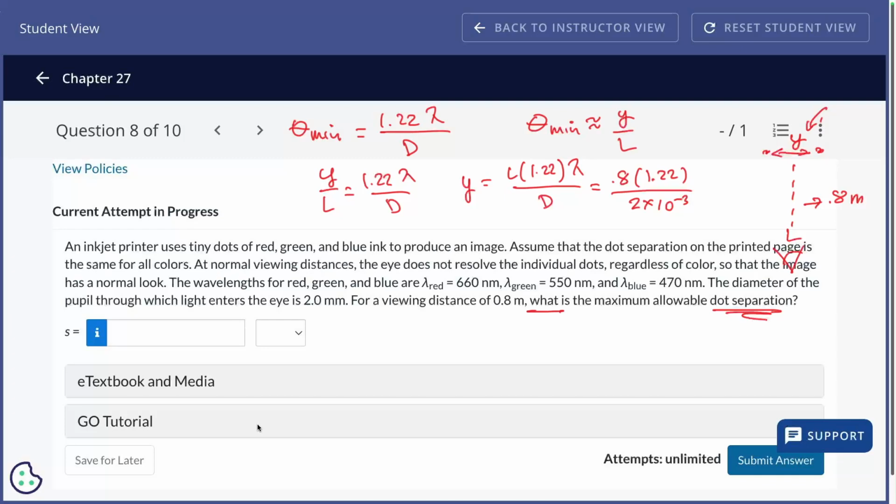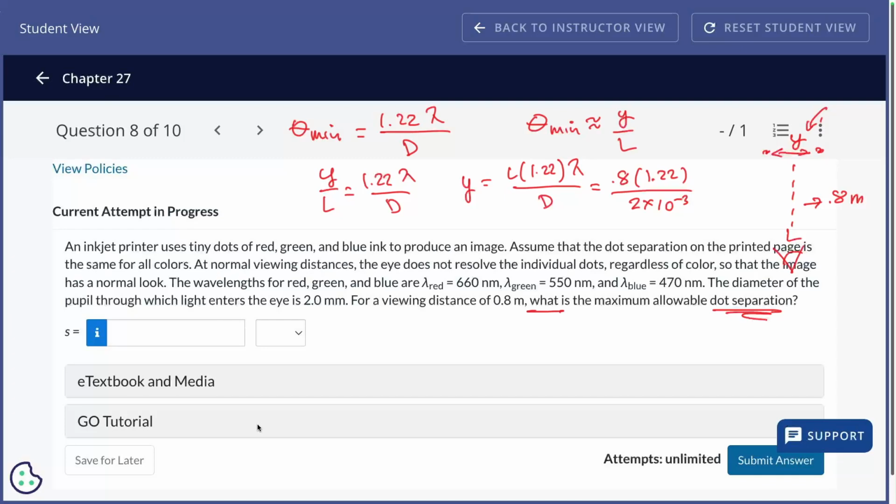Whatever the biggest one is, red, right? 660 nanometers. Let me check, make sure that that makes sense. For viewing, this is what is the maximum allowable dot separation. The distance between dots is going to depend on the wavelength of light I'm using to look at it, right? And the shorter the wavelength of light, the closer the dots can be together.